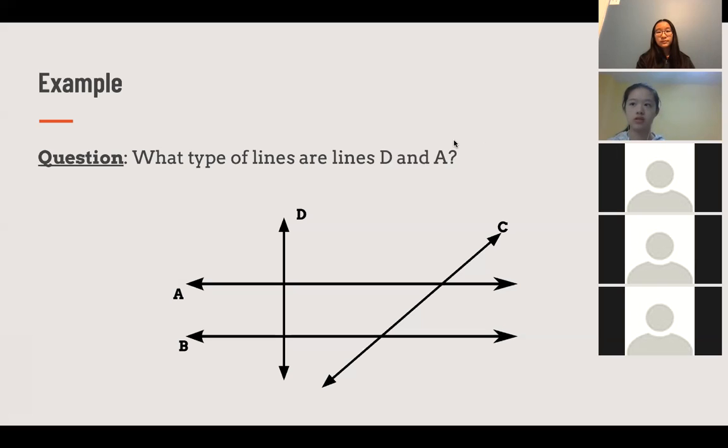And yeah, transversals are a type of intersecting lines. So in this picture, line D would be a transversal. And transversals can also be perpendicular too. But in this question, we're specifically asking about D and A. Okay, so what type of lines are C and A?